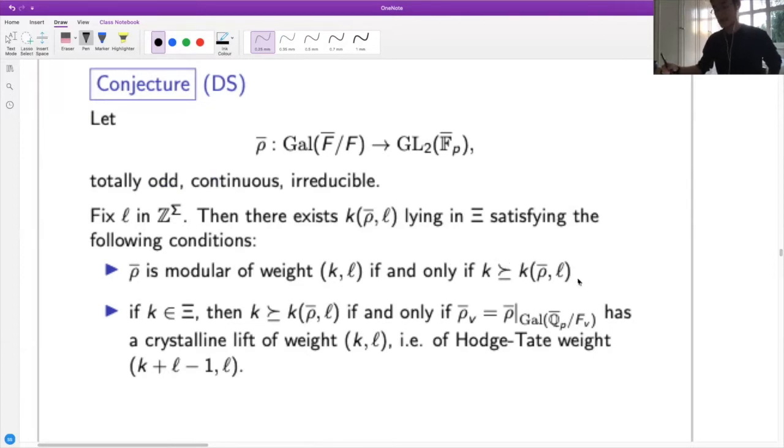So morally, what this says is that, amongst all these weights that make rho bar modular, there is a minimal one.